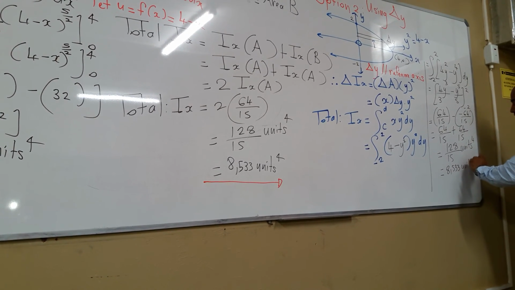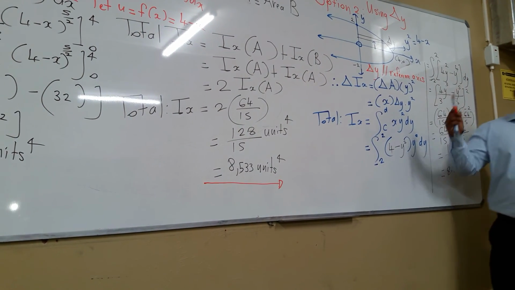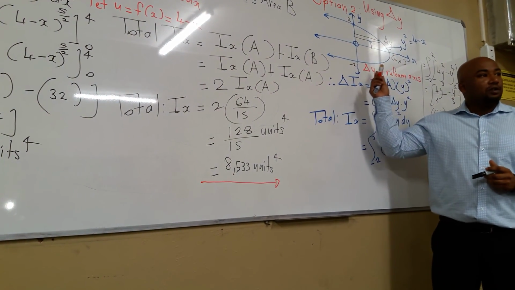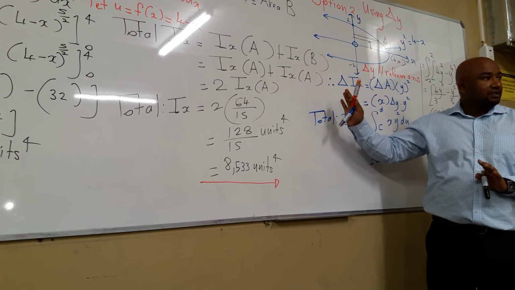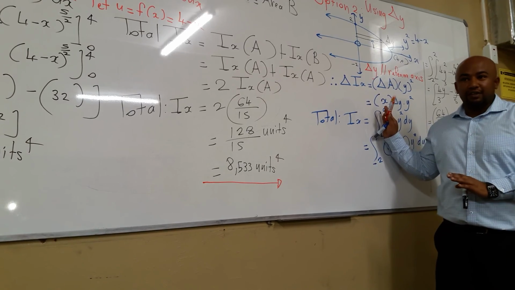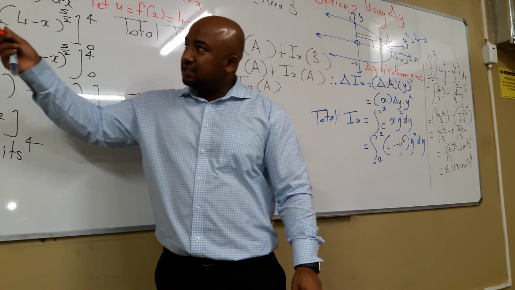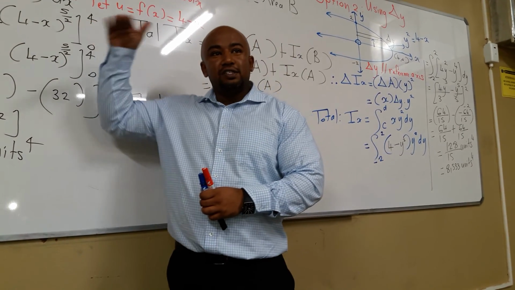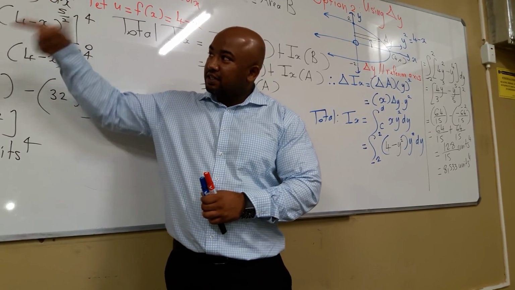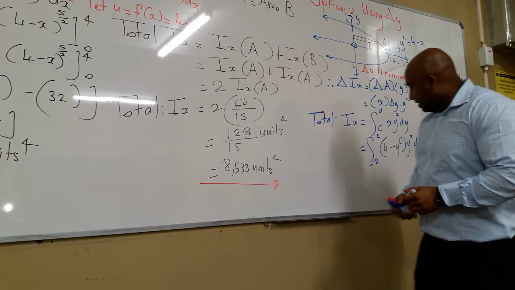as 8.533 units to the power 4. So this technique is using delta y. We get the entire area in at one go here. You can see that. Here we use delta x. So we understood that the graph was symmetrical about the x-axis. So we double the area that we found. Okay.